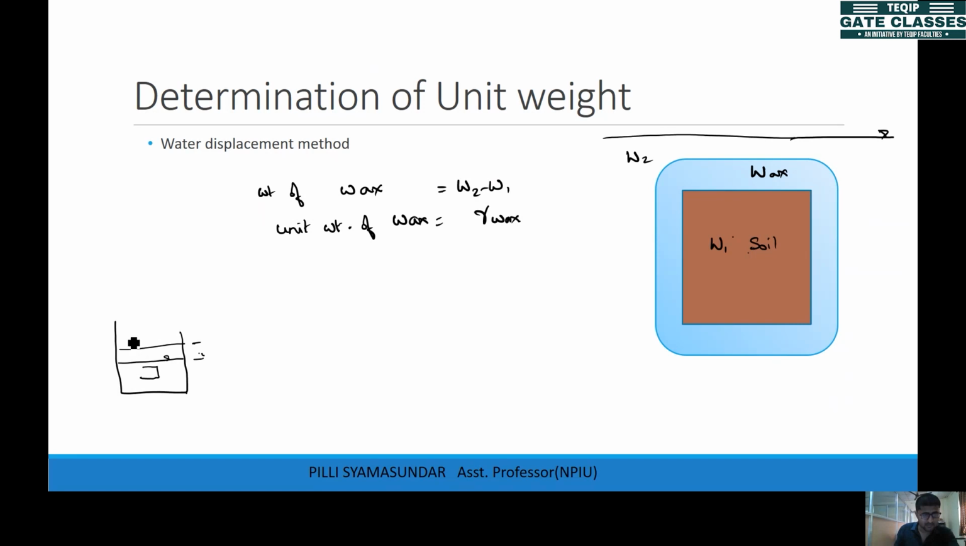So you measure this rise, and you know the cross sectional area. So you can find out the volume change by cross sectional area into this height. So this is the volume change, right? But this volume change is the combined volume of your soil and wax, right? So this volume that we are getting is volume of soil plus volume of wax.